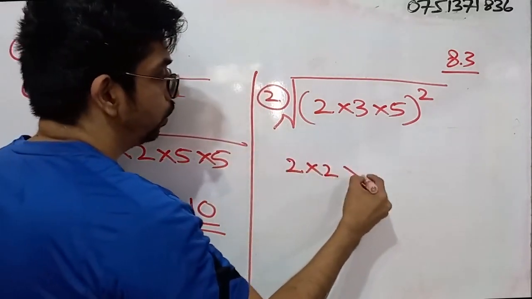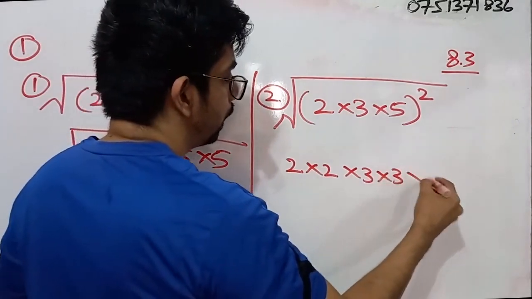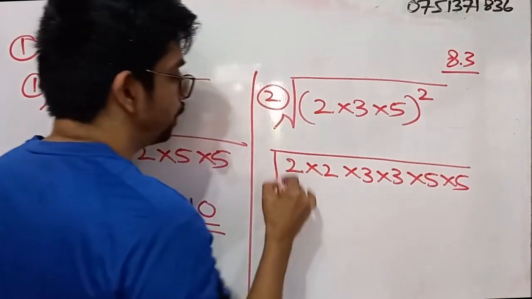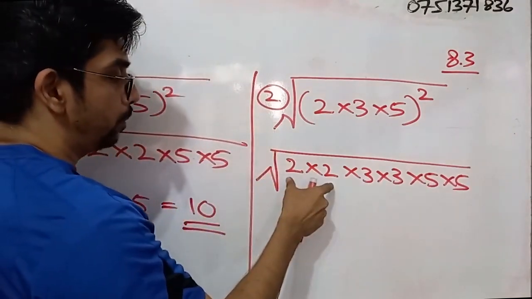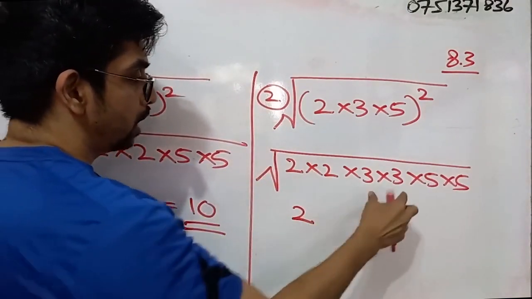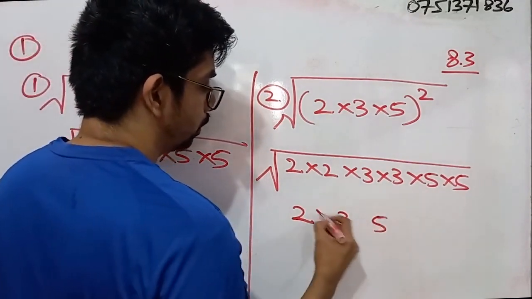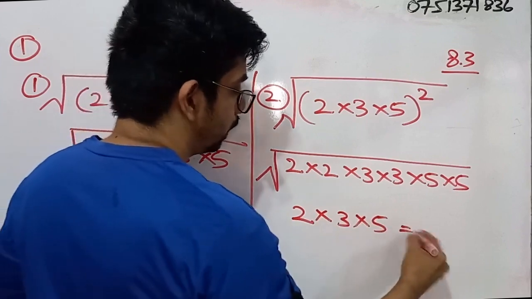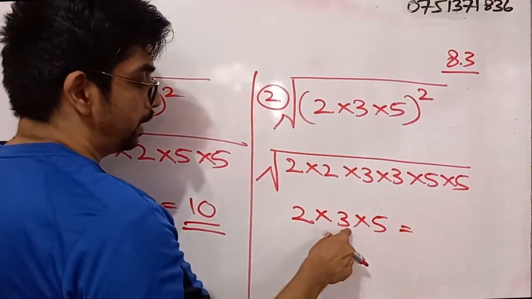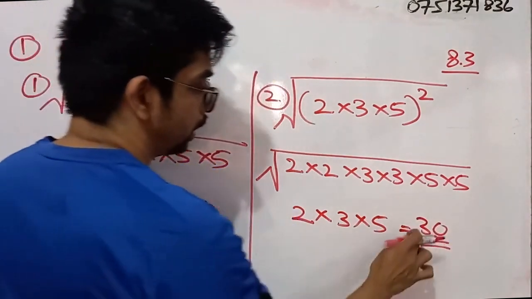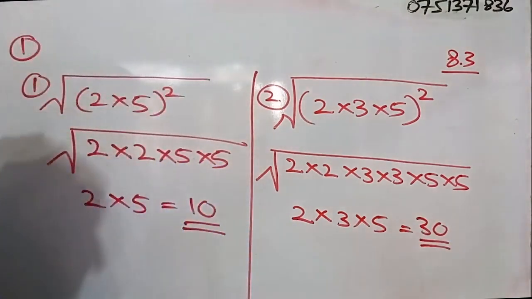So we will expand this. 2 into 2 into 3 into 3 into 5 into 5. Now we have to find the square root of this whole thing. Same 2 numbers, pick one, three times. Now take the product. 2 times 3, that is 6. 6 times 5, that is 30. So this is the answer, 30.